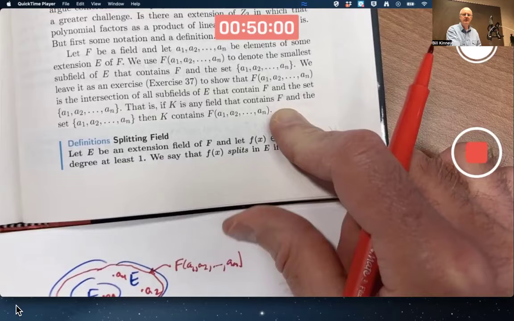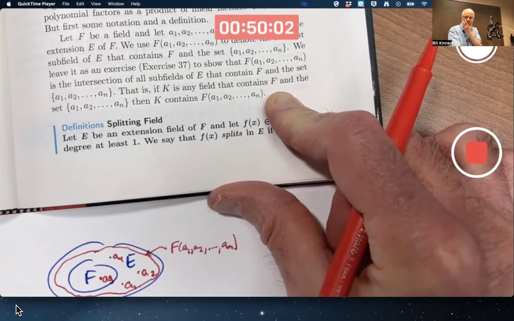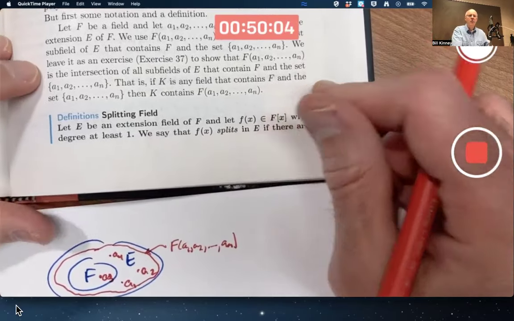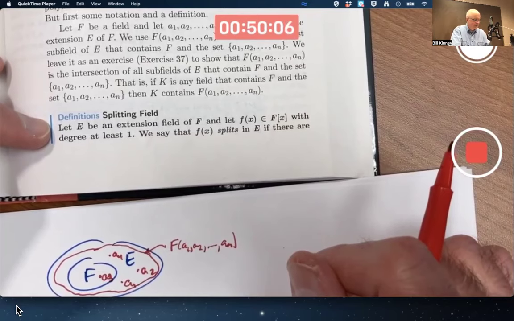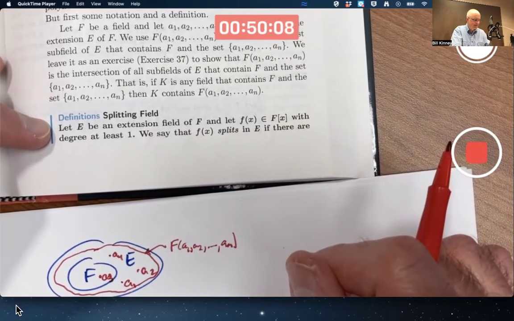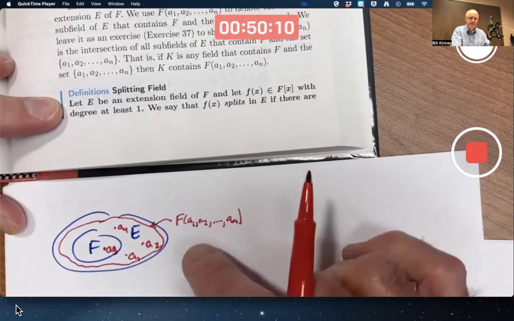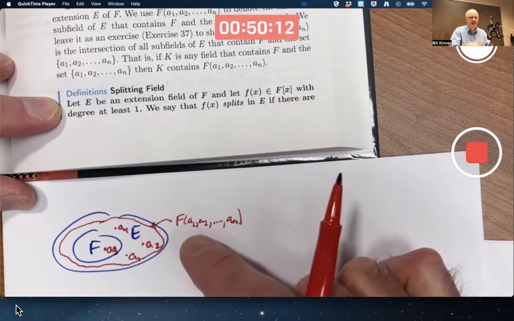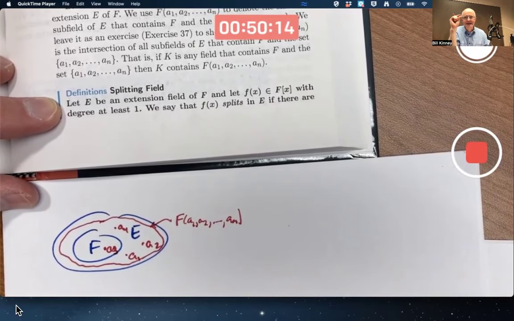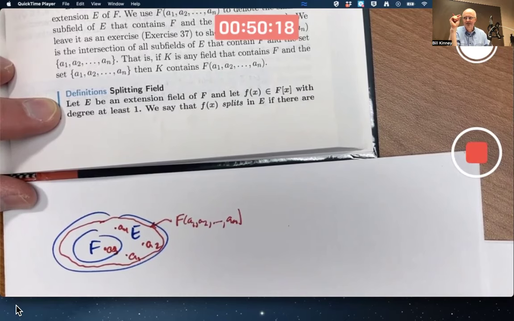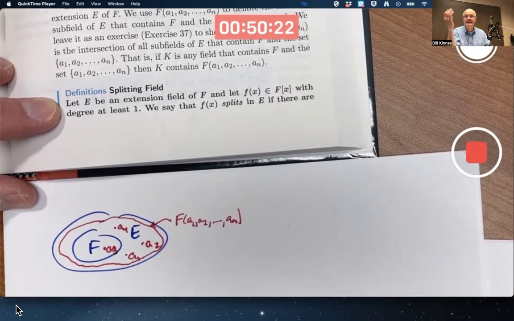Okay, here's the definition that was the bane of my existence. Splitting field. Let E be an extension field of F. So again, you could look at this picture. The picture helps, but it only kind of helps a little bit. Picture's not the end all be all. It just kind of helps orient you to realizing, oh yeah, E is bigger than F.